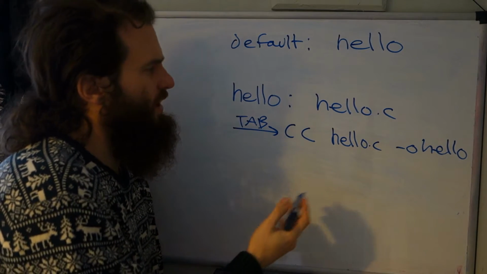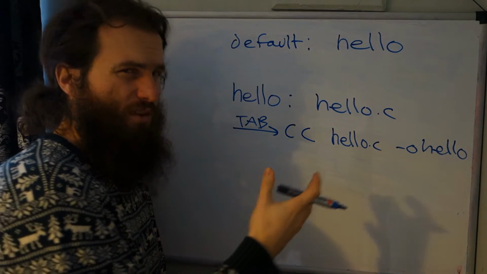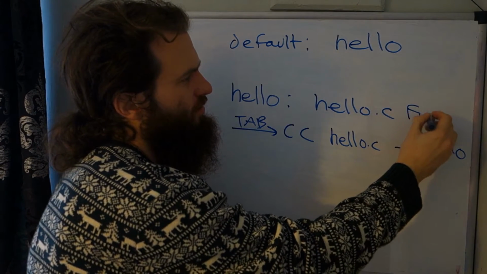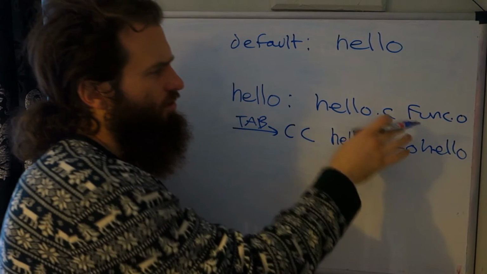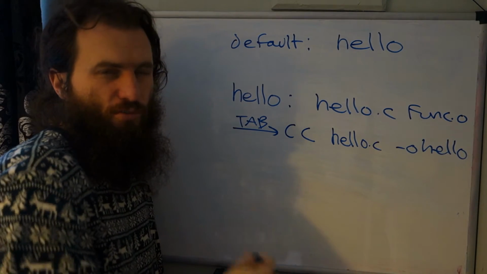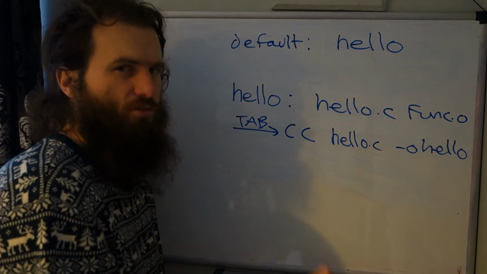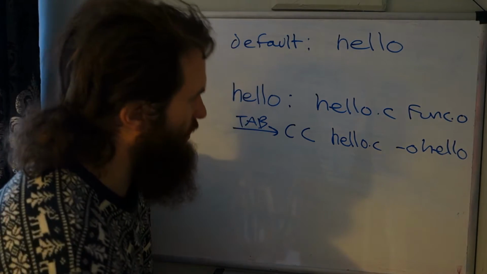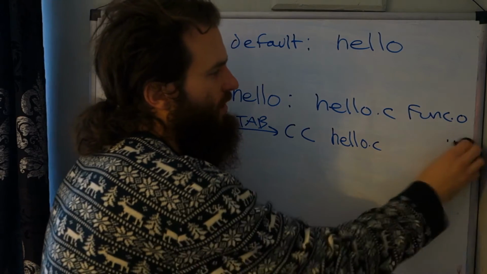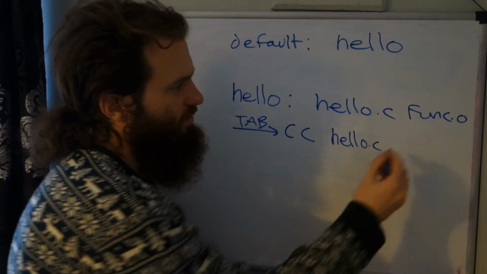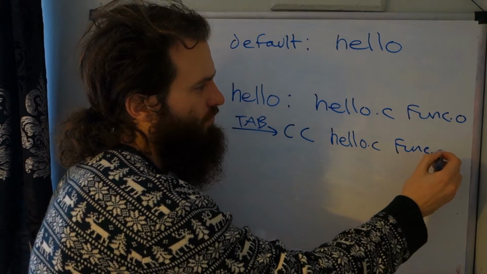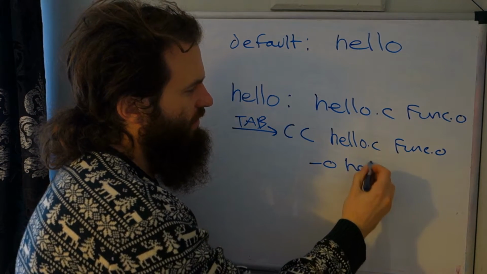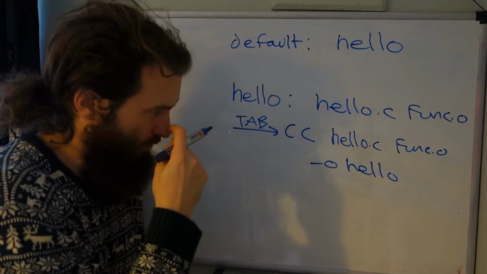So say we had, and we're going to look at this in a second, hello depending on an object file called func.o, which contains a bunch of functions that hello needs. Then our compilation step would also include func.o. It's called an object file. Just imagine this is on the same line, and then it would still have our output specification.